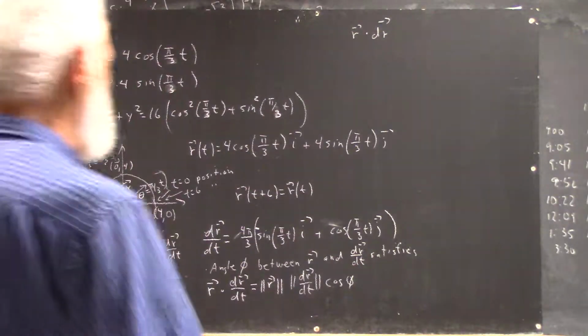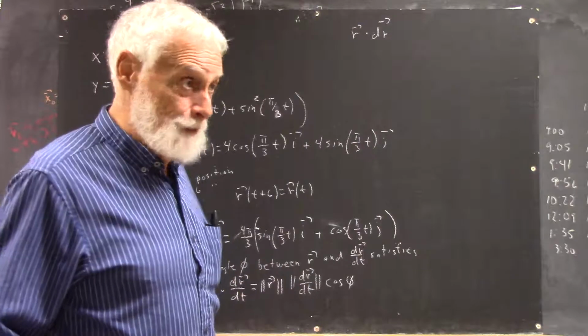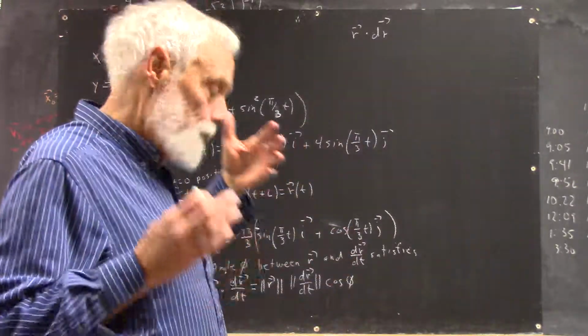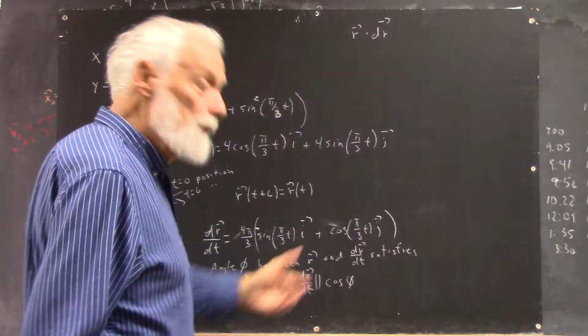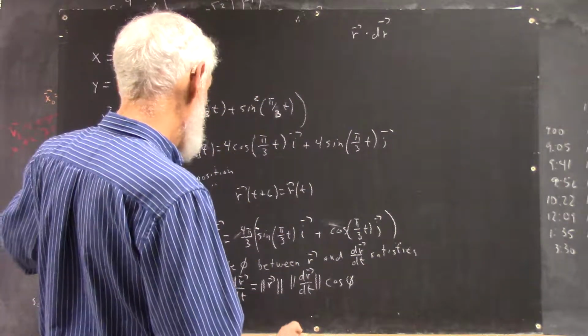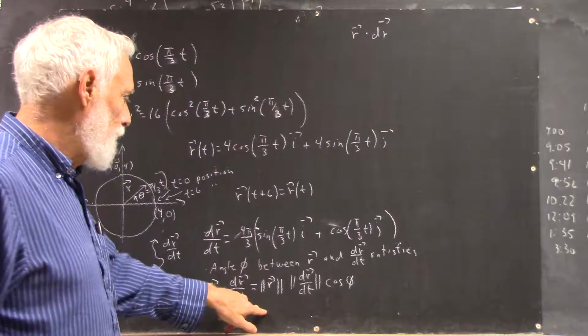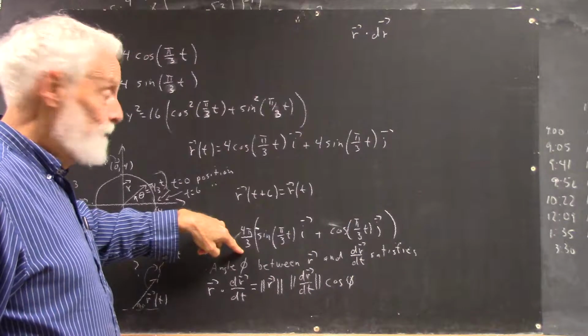Okay, so it's really easy to do the dot product if you remember what a dot product is. And if you don't remember, you remember right now. You multiply the I components, multiply the J components, right? So r dot dr is what? I component times I component, right? What are you going to get?